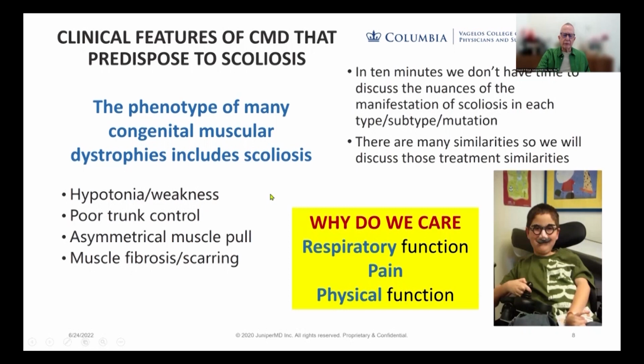Clinical features of CMD predispose to scoliosis. The phenotype of many congenital muscular dystrophies includes scoliosis. And maybe that's because of the hypotonia, the weakness, poor trunk control, asymmetrical muscle pull, and muscle fibrosis and scarring. In the 10 minutes we have today, we can't discuss the nuances of manifestation of scoliosis in each type, but there are many similarities, and we'll discuss those treatment similarities. Why do we care about this? We want to maintain respiratory function, we want to avoid pain, and we want to maintain physical function.